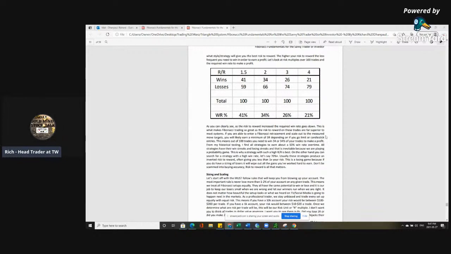and we're going to say, okay, if I make double on my winners, then I only need to win 34 out of 100 trades. Only 34 out of 100, 34%. That is so low. So if you think you can win 34 out of 100, drop a 1 in the chat. That's all I'm asking you for, 34 out of 100.